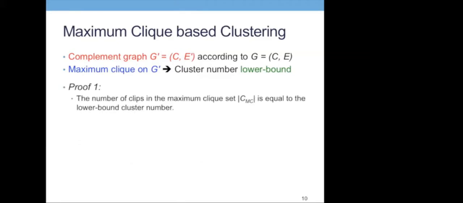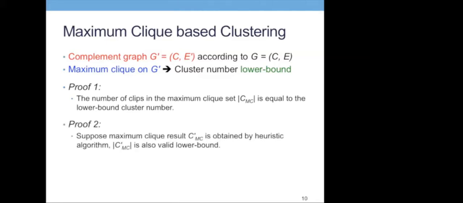After building the clip association graph, we generate its complement graph. Each edge in the complement graph means that the connected clips cannot be assigned into the same cluster. Then we call the maximal clique on the complement graph. The number of clips in the maximal clique set is the lower bound of cluster number, and the proof is given in proof 1 in our paper.